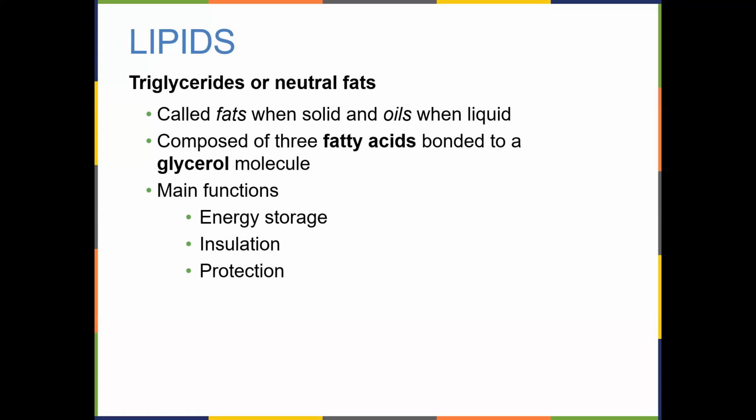We also use it for insulation. The layer underneath the dermis, the hypodermis in our skin, contains adipose cells with fat inside. That keeps us warm in the winter and cooler in the summer. It is to insulate us, and it also protects us. And it protects a lot of organs that have no other protection.